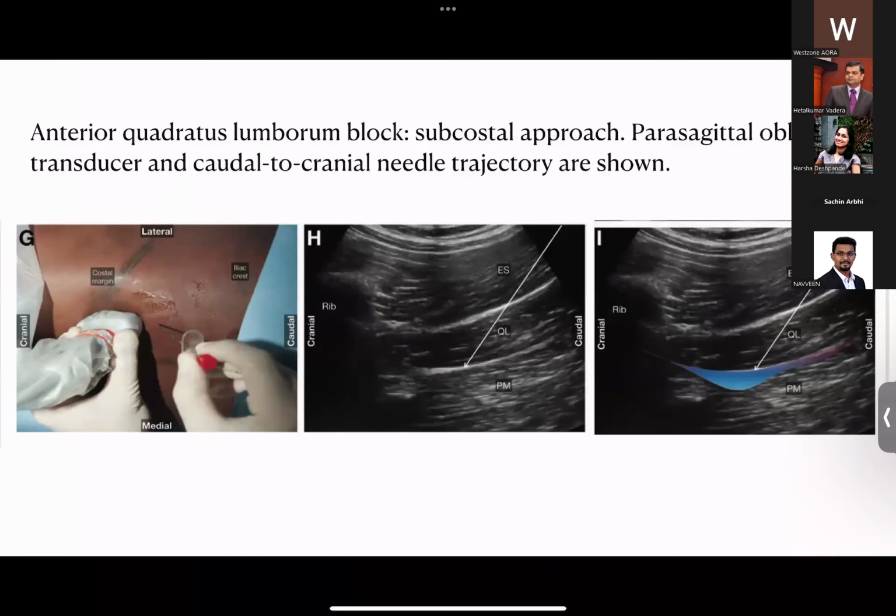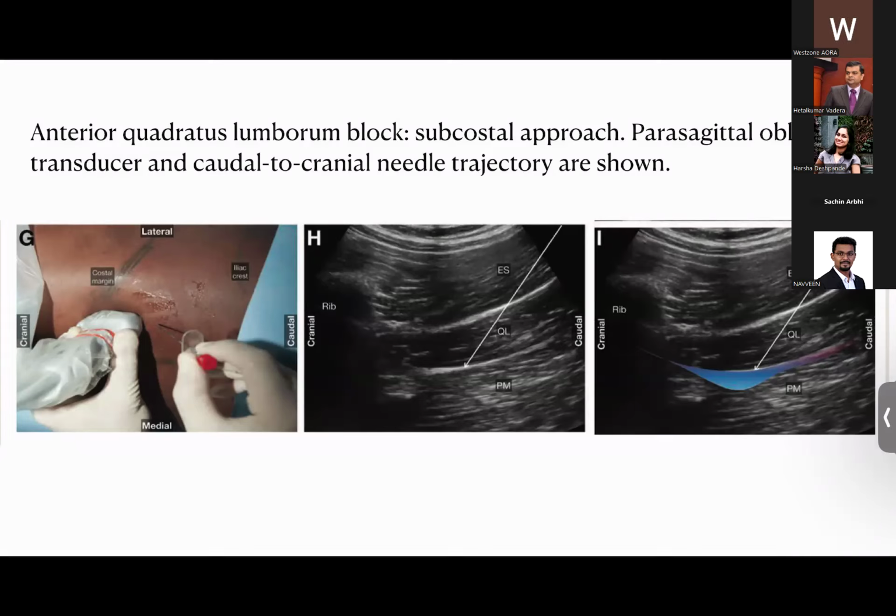There is another approach for anterior quadratus lumborum block, that is the subcostal approach. This is the parasagittal oblique approach, where the transducer is placed parasagittally and a little oblique, and the needle trajectory would be from caudal to cranial. So here we would be able to visualize all the three muscles in longitudinal views, and this is an easier approach for anterior QL.